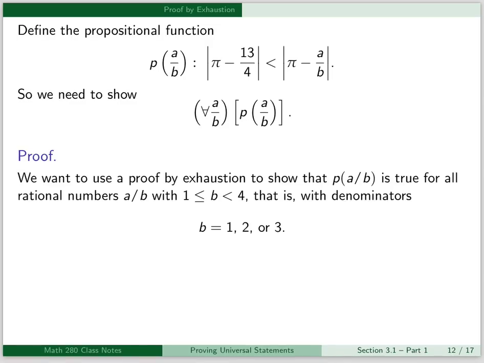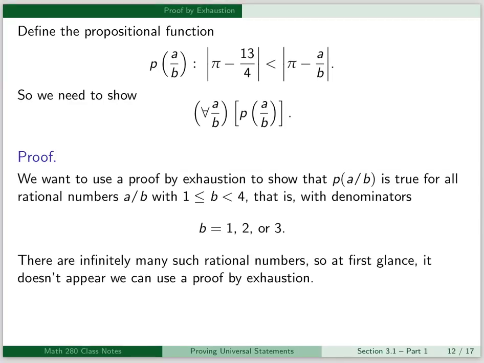We want to use a proof by exhaustion to show that p of a over b is true for all rational numbers a over b with 1 less than or equal to b less than 4. That is, with denominators b is 1, 2, or 3. Now there are infinitely many such rational numbers, so at first glance it doesn't appear we can use a proof by exhaustion.